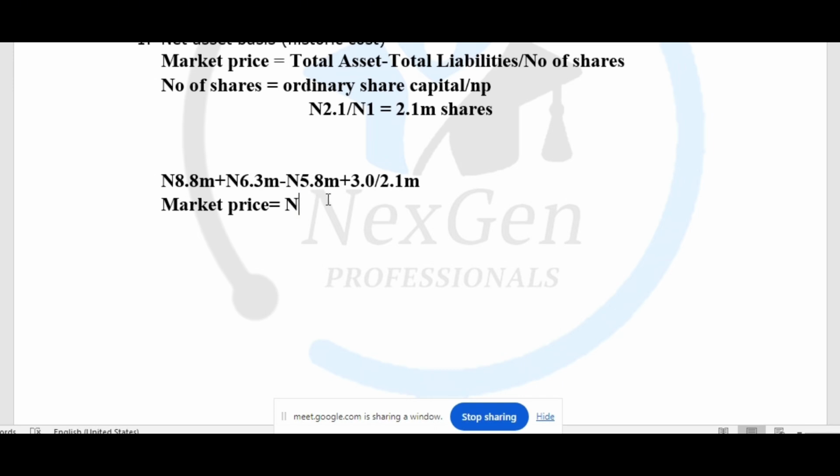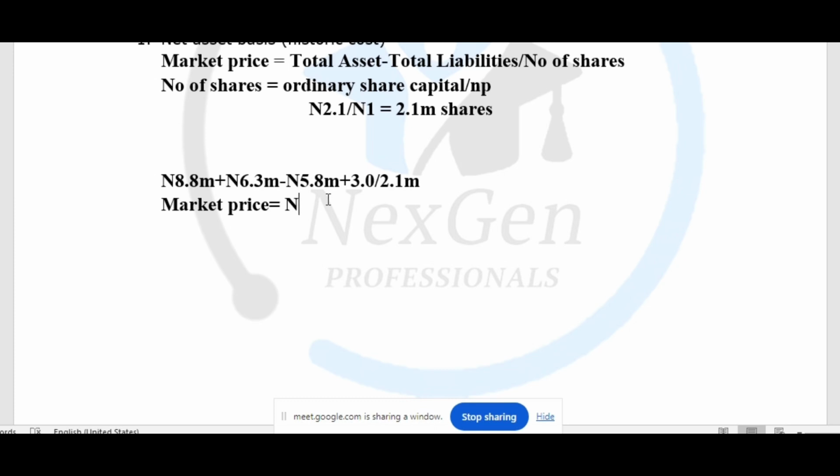Now why are we having this? It is 8.8 plus 6.3 minus 5.8 plus 3.0. That's 12.3 million, right? Yes. 12.3 million divided by 2.1 million. Just say 12.3 divided by 2.1 million. Just do it like that.